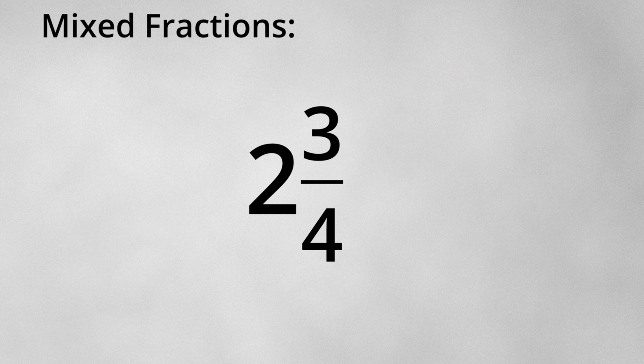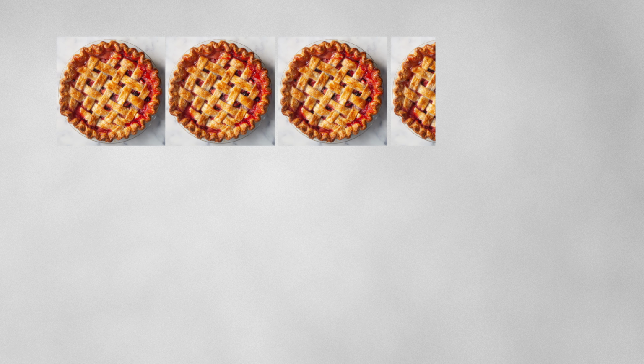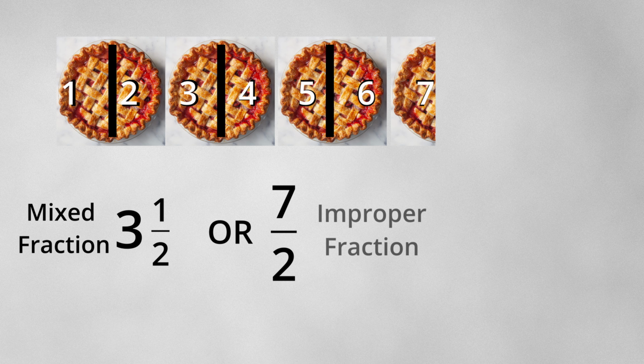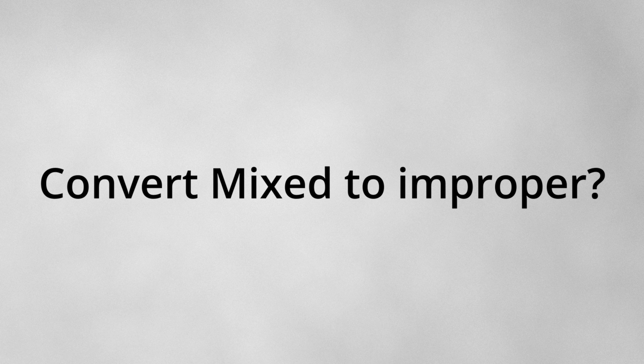Let me explain using pies. Here you have 3 pies plus a half-eaten one. You can write this in two different ways, either as 3½ or as 7 halves. 3½ is a mixed fraction, while 7 halves is an improper fraction. Quite simple, isn't it? But how do you convert mixed to improper fractions?